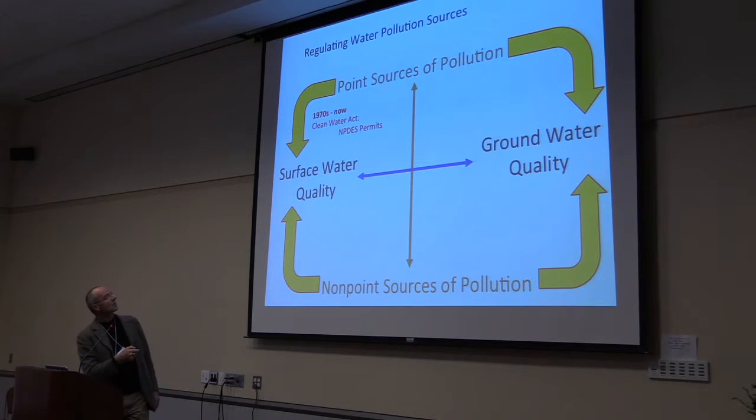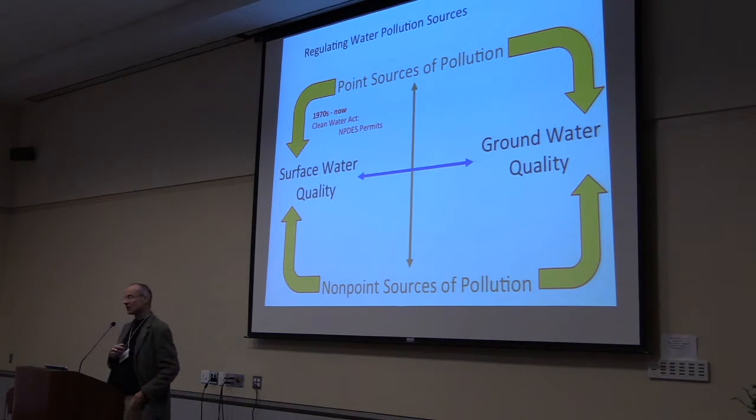On the groundwater side, I like to distinguish between what we have done about point sources of pollution and what we are doing about non-point sources of pollution. And we do have to distinguish between how we treat surface water quality and how we treat groundwater quality. When we created the Clean Water Act in 1970, we created it specifically to deal with surface water contamination. It does not include groundwater at the federal level.